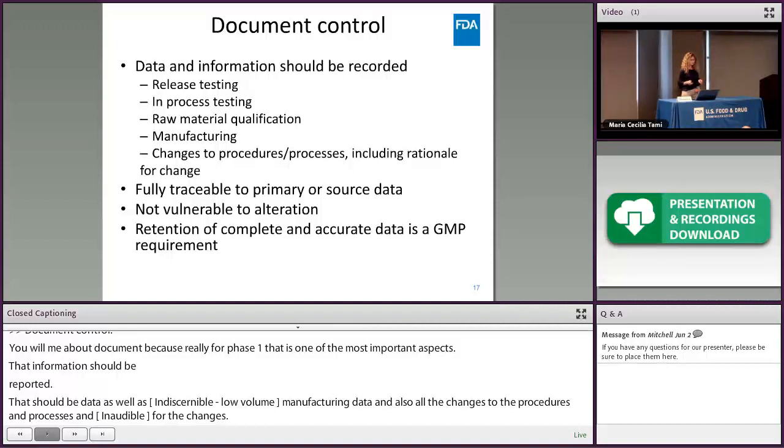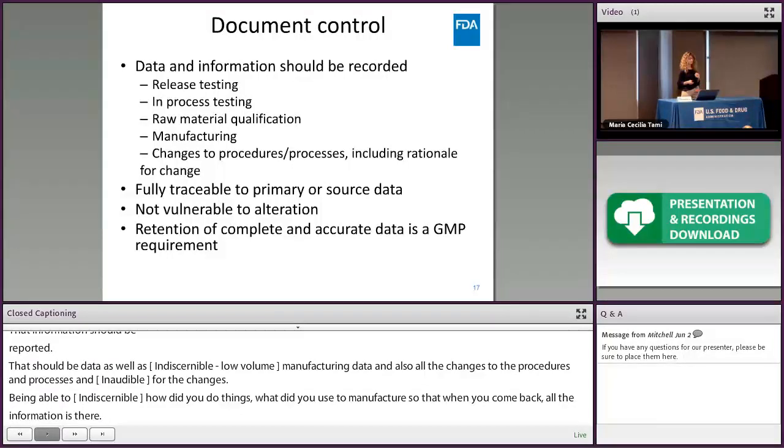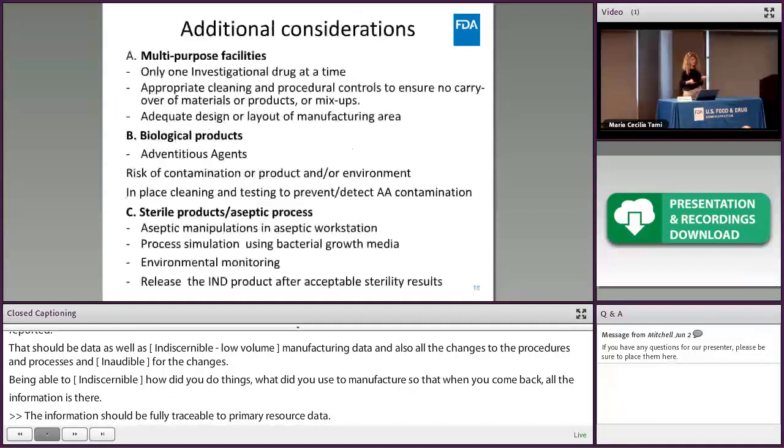The information should be fully traceable to primary or source data. There should be systems in place that ensure that the information is not vulnerable to alteration, and the retention of complete and accurate data is a GMP requirement.